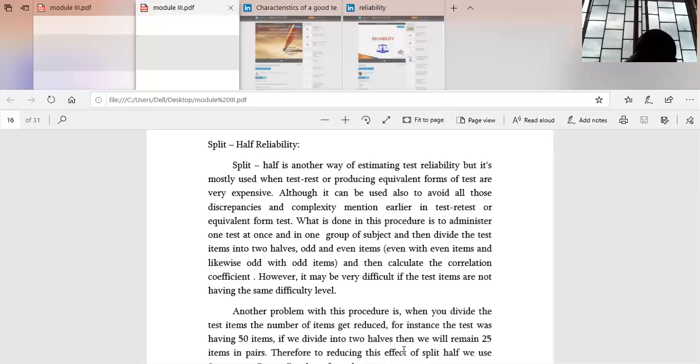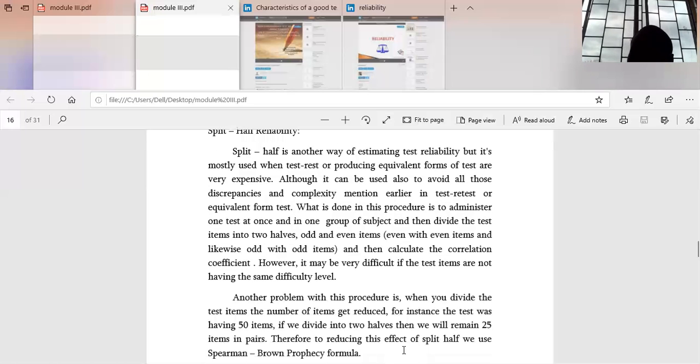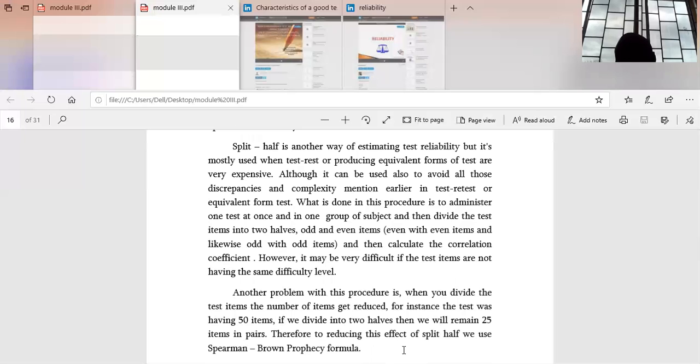Another problem with this kind of reliability calculation is that when you divide the test items, the number of items gets reduced. For instance, if the test had 50 items, and you divide them into halves, we are going to remain with only 25 items. So you are going to deal with only 25 items, not 50, because you need to divide them in half.